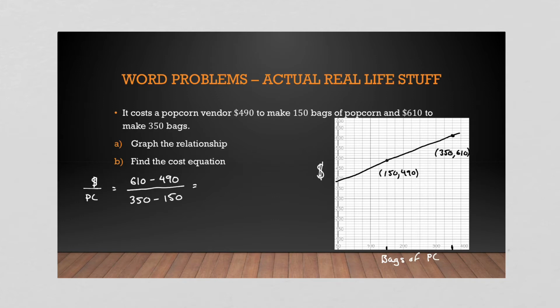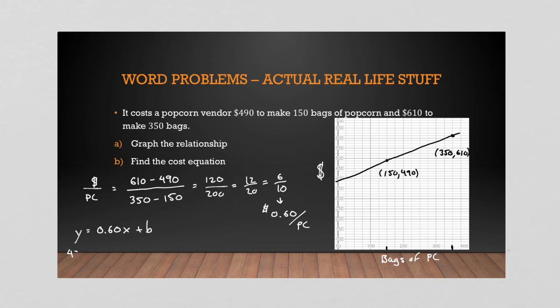So what does that give us? That gives us 120 over 200, which simplifies to 12 over 20, which simplifies to 6 over 10, which gives us 0.60, because we are talking dollars per bag of popcorn. So it's 60 cents per bag of popcorn. So we have the slope, and then all we need is, well, what's my y-intercept? I can't really see it perfectly on my graph, so what we could always do is use our slope-intercept equation, y equals 0.60x plus b, and then just pick any point.